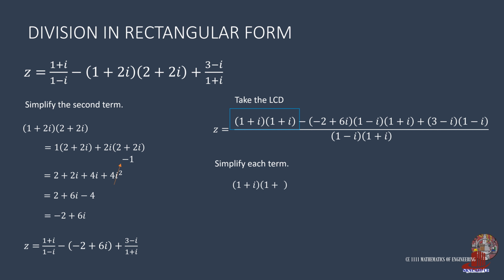The first term is 1 plus i times 1 plus i. By taking the FOIL method, we get 1 times 1 plus 1 times i plus i times 1 plus i times i. Simplify each and get 1 plus 2i plus i squared, where i squared is negative 1, and this cancels out with the constant. Thus, we get only 2i.